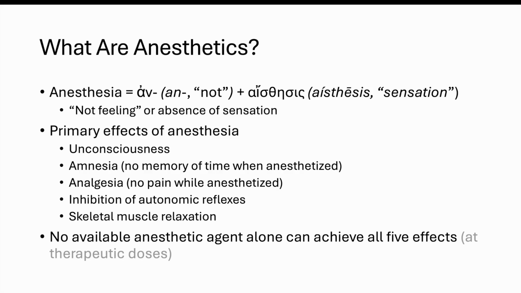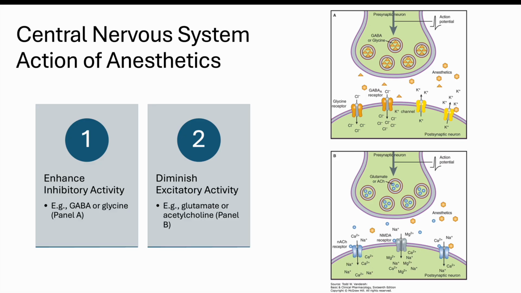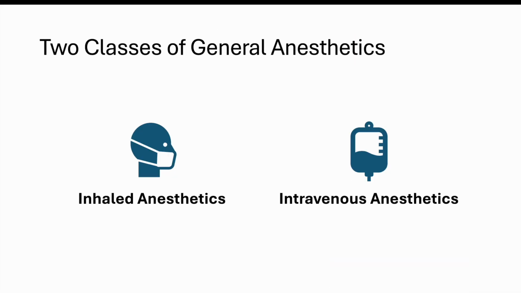However, no single drug is capable of producing all of these effects, so combinations of drugs are needed to attain anesthetic effects. Broadly, general anesthetics function through one of 2 mechanisms. Either they enhance inhibitory activity through inhibitory transmitters like GABA and glycine, or they attenuate excitatory activity, reducing the action of excitatory neurotransmitters like glutamate or acetylcholine. However, keep in mind that most anesthetics likely act through multiple mechanisms, many of which are incompletely characterized.